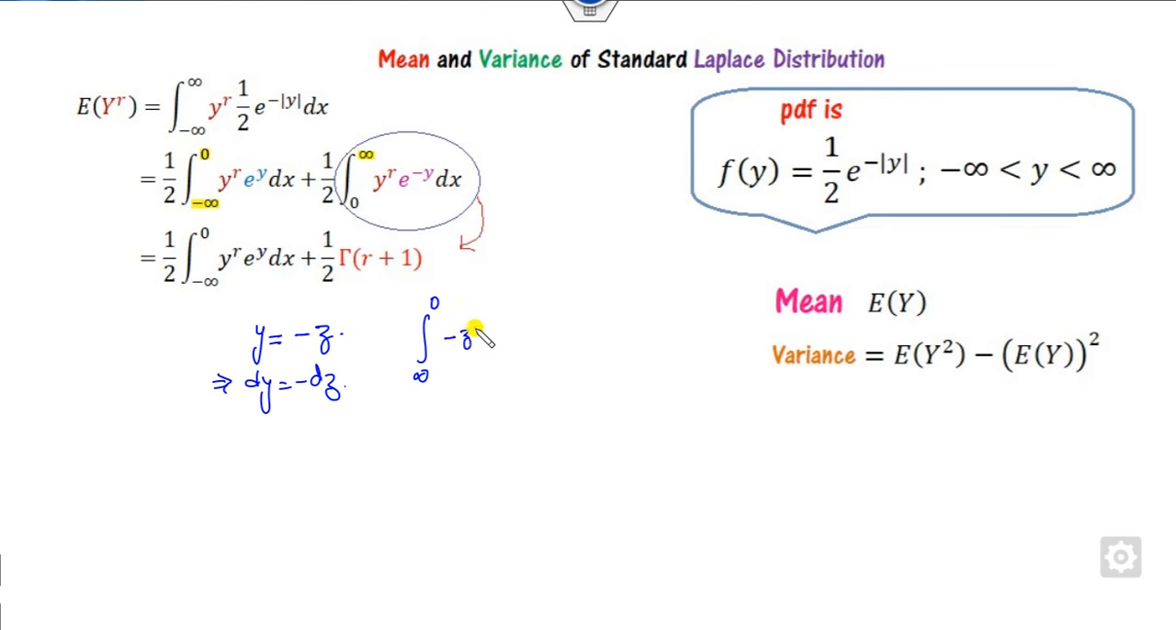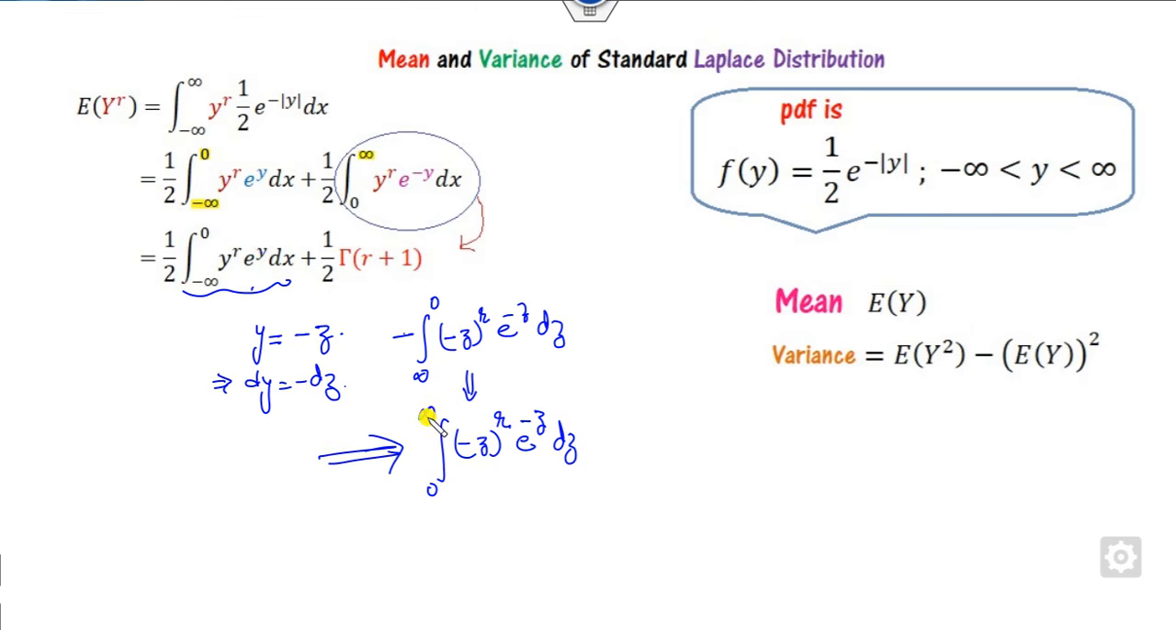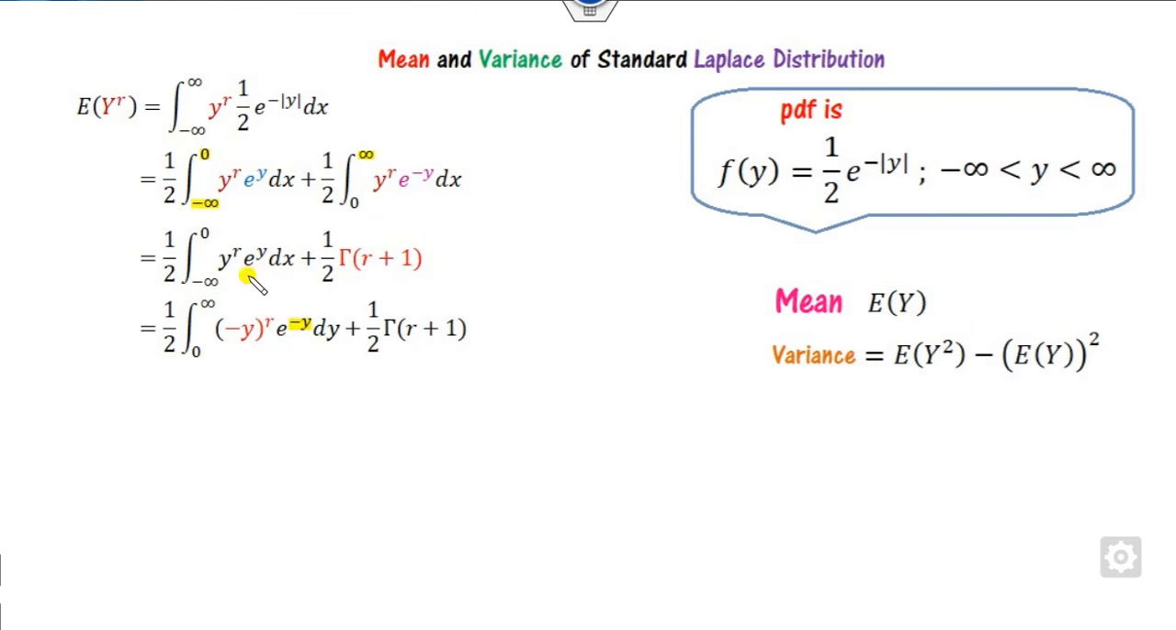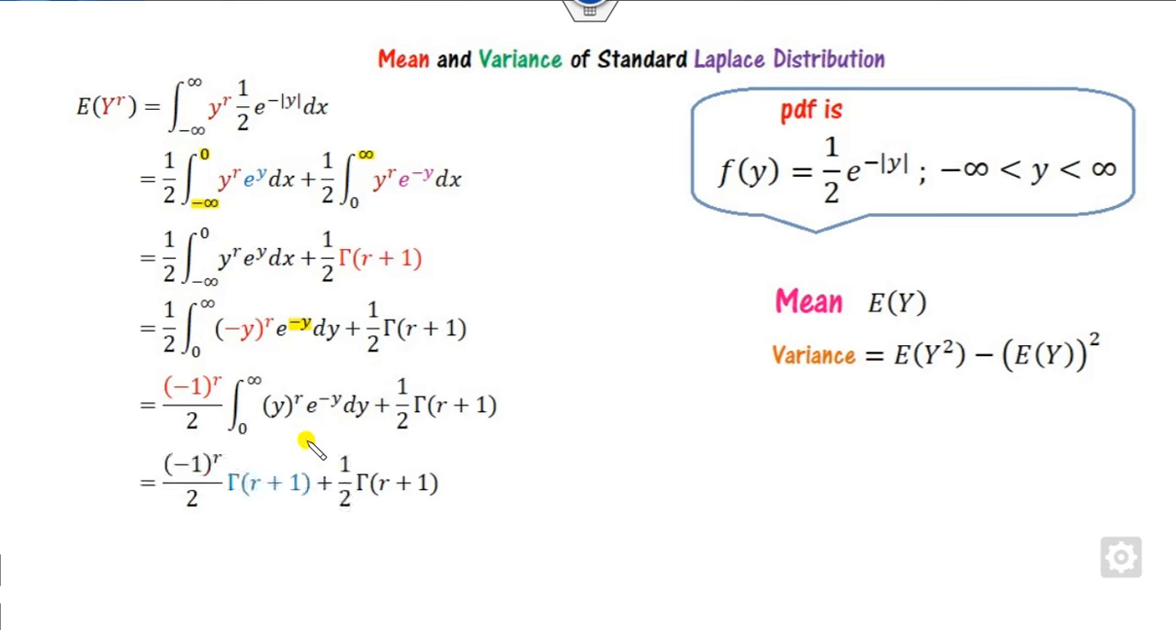This is minus z raised to power r, e raised to power minus z, dz. I can adjust the negative sign with the limit changes, so I can change the limits. This is minus z raised to power r, e raised to power minus z dz. Now I can take minus 1 raised to power r as common, outside. What is that? This is nothing but again the gamma function of r plus 1.